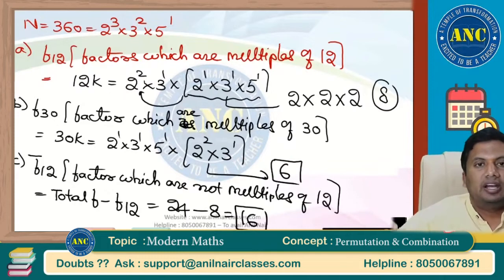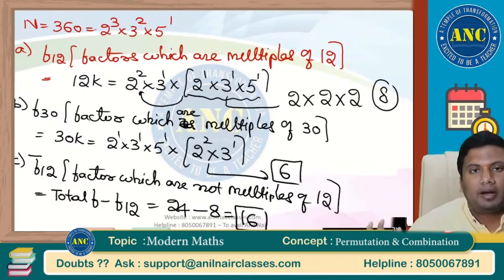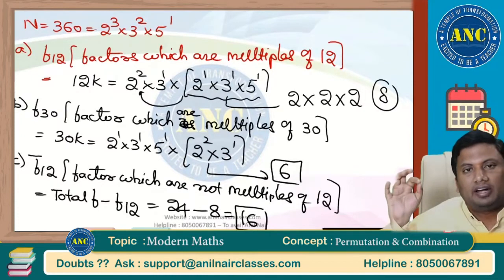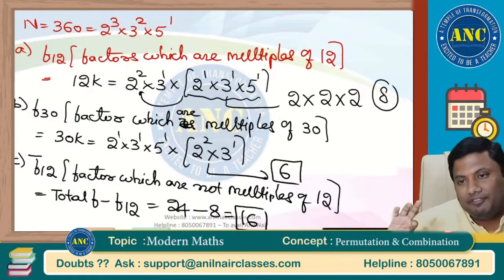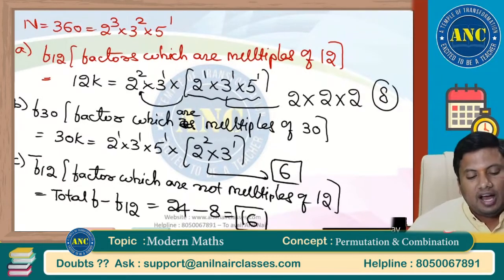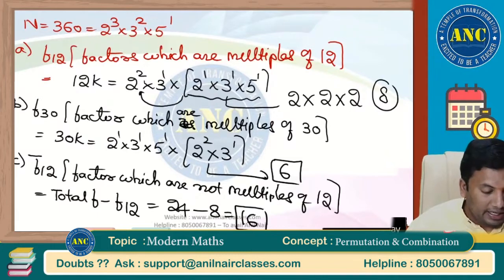I hope it is clear how to find the number of factors, how to find the number of even factors, how to find the number of odd factors, how to find the number of prime factors and composite factors, how to find the factors which are multiples of k and the factors which are not multiples of k. I hope the idea is clear.